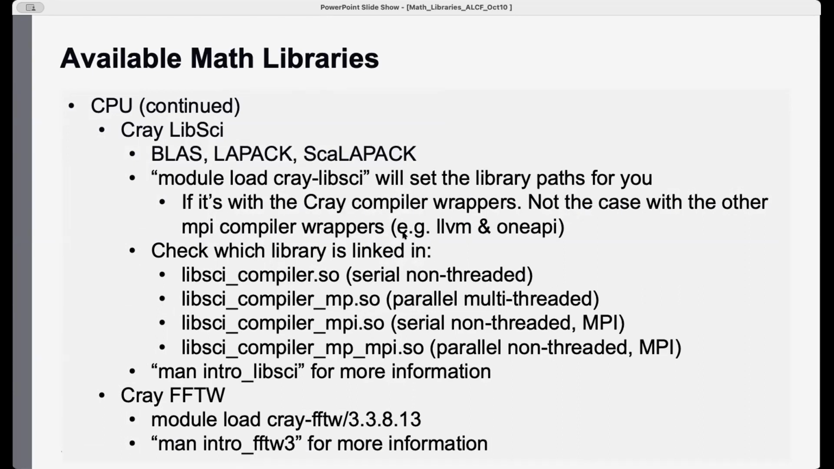And then you should check which library you want to link in, whether serial or multi-threaded, or whether the MPI variant is denoting that it's using ScaLAPACK. There's also Cray's FFTW as well. Cray has really nice documentation or man pages. You just type man intro_libsci or man intro_fftw for more information.